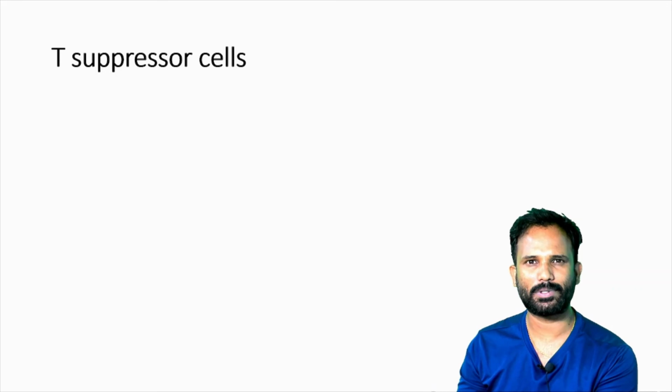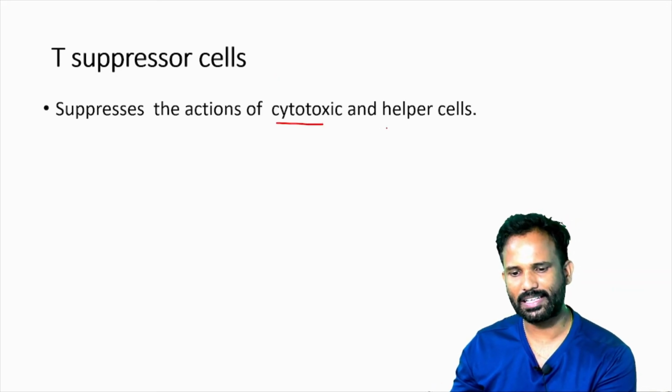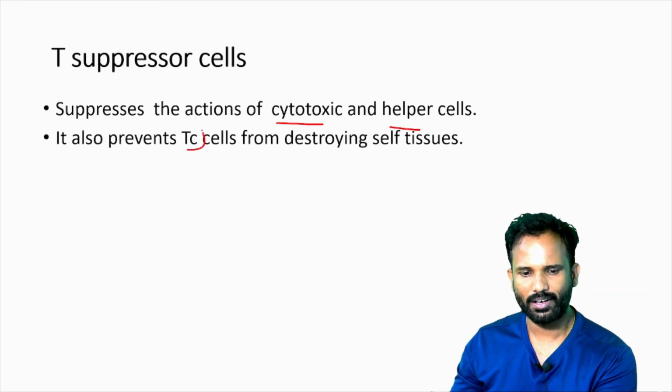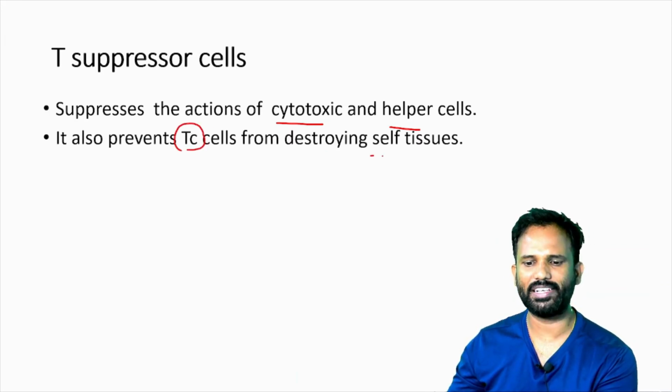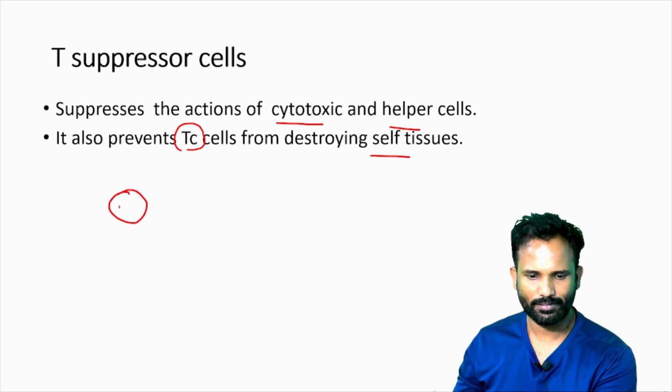Now the T suppressor cells, what will they do? They will suppress the activity of cytotoxic and helper cells, and thus the cytotoxic cells are prevented from destroying the cell tissue. To summarize this, we can say that bacteria entered the antigen presenting cell.